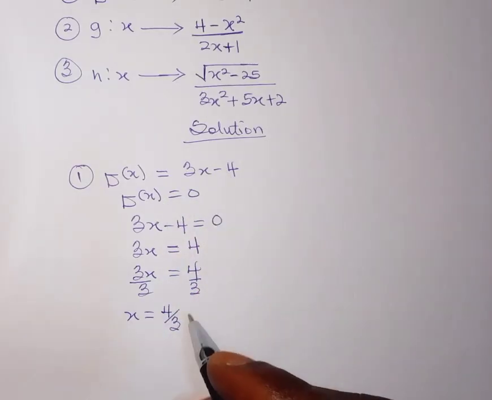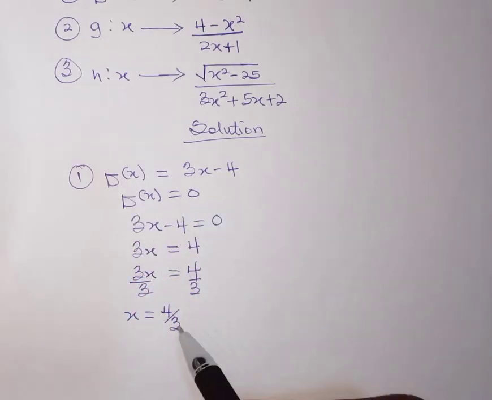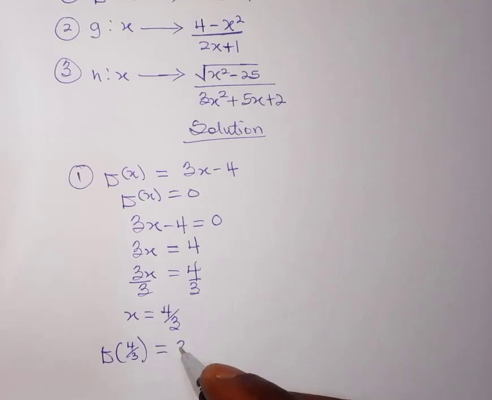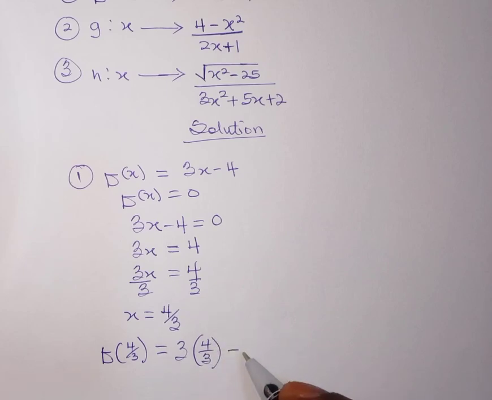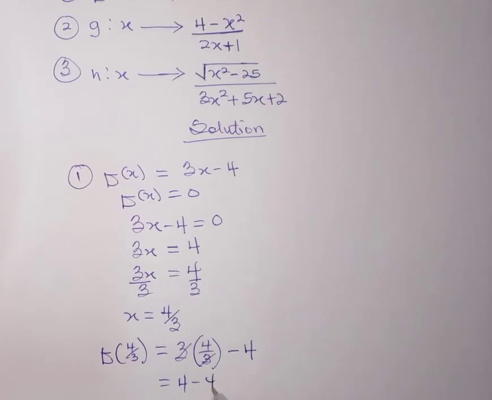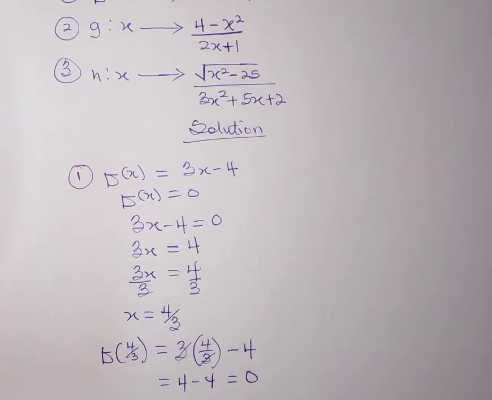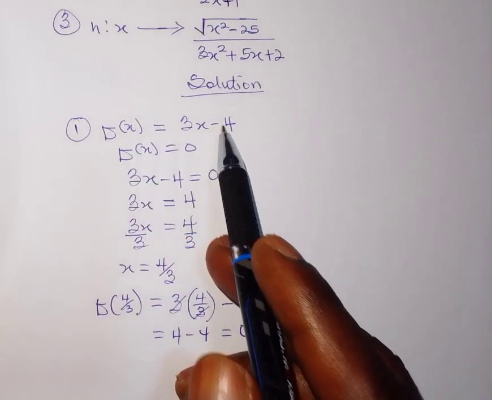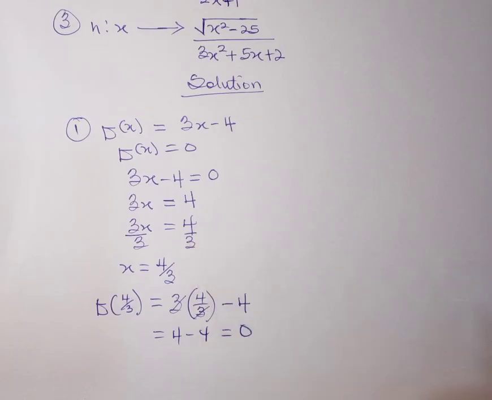So let's test and see if indeed, when we substitute, the function will be 0. I'm going to write f at 4 on 3, which will give me 3 multiplying 4 on 3 minus 4. Now we know that this is 3, so I can cross this 3 out, leaving 4 minus 4, and that gives me 0. So it is true that the zero of this function is 4 on 3. So that is the meaning.